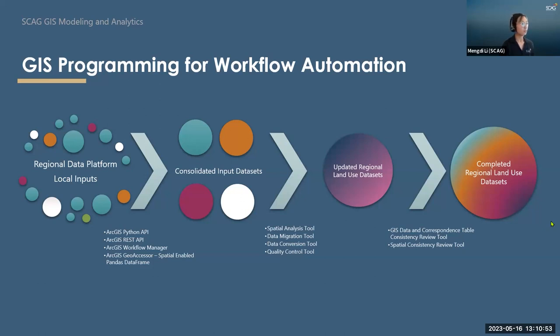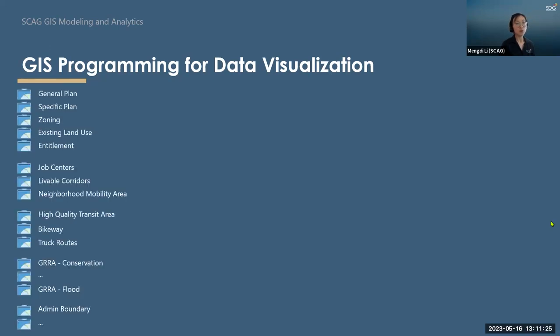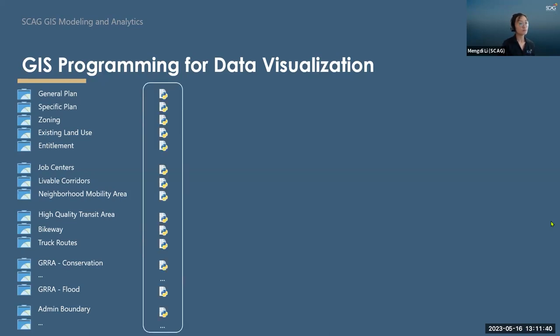And another use case we would like to share with you is the GIS programming for data visualization. Like John just mentioned previously, before we launched this automated process, our staff basically created those maps manually. So our staff came up with this solution applying data-driven pages and Python scripting to streamline this process. With this methodology, we only need to create and update the map templates for different map layers as shown here. With data-driven pages enabled, we can use a Python script to create 119 maps for each topic.